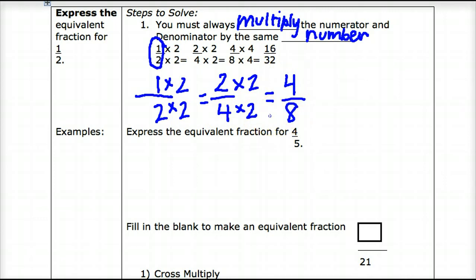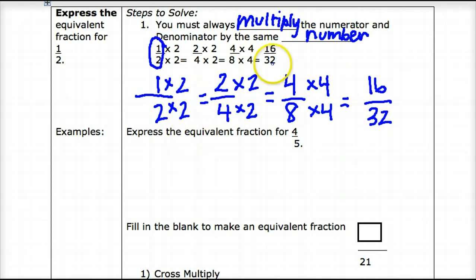Now, I know your next question is, do I always have to multiply by 2 on top and bottom? And the answer is no. You could multiply by 4. But if you multiply by 4 on the top, you must also do the same on the bottom. So we know that 4 times 4 would give us 16, and 8 times 4 would give us 32. So 16 is still half of 32. 16 over 32 is equal to 1/2.